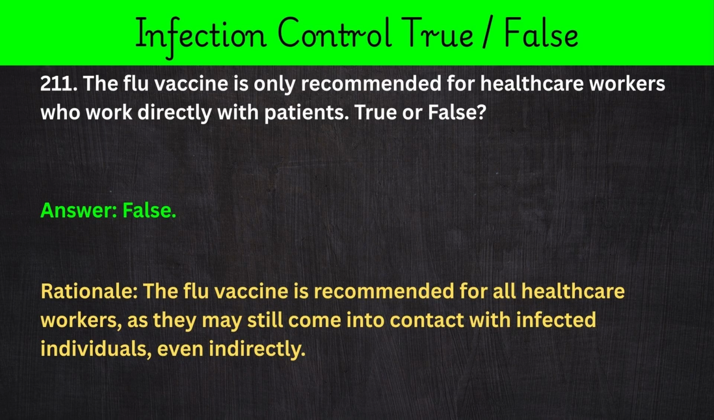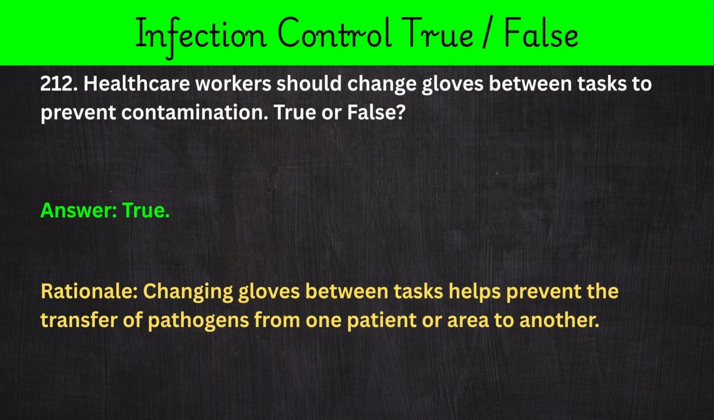211. The flu vaccine is only recommended for healthcare workers who work directly with patients. True or false? Answer: false. Rationale: the flu vaccine is recommended for all healthcare workers, as they may still come into contact with infected individuals, even indirectly.